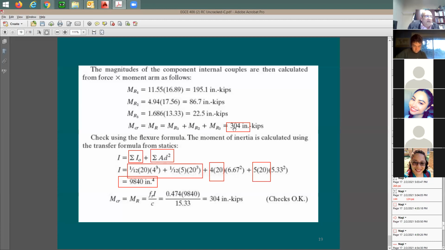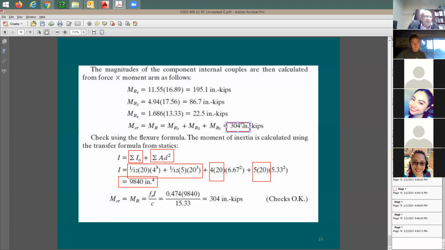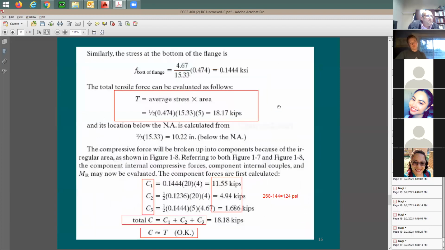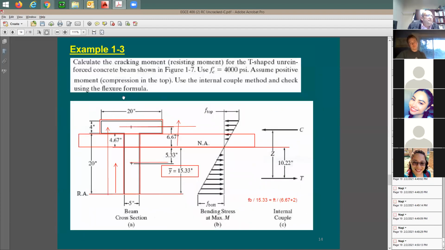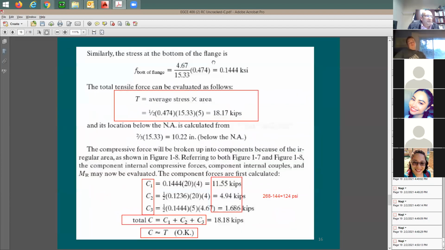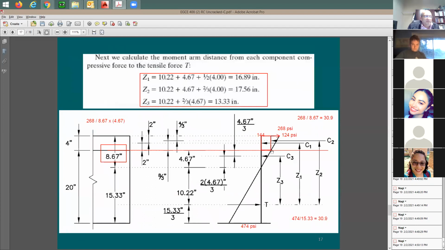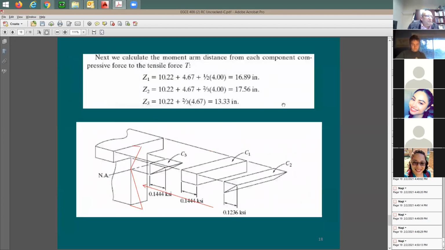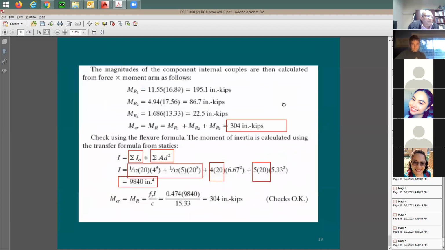Therefore, this beam is going to crack at this moment. And also you need to be careful about units, right? This is going to be here in kip inch. And this is to answer this question. The question is, use the internal couple method to determine what? The cracking moment. And I was able to do this by taking the moment about this point and drawing the force diagram for the internal couple.